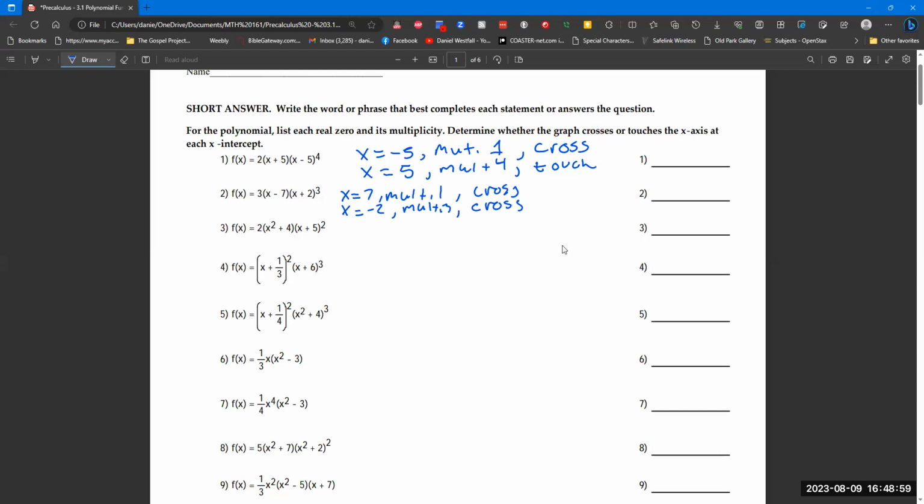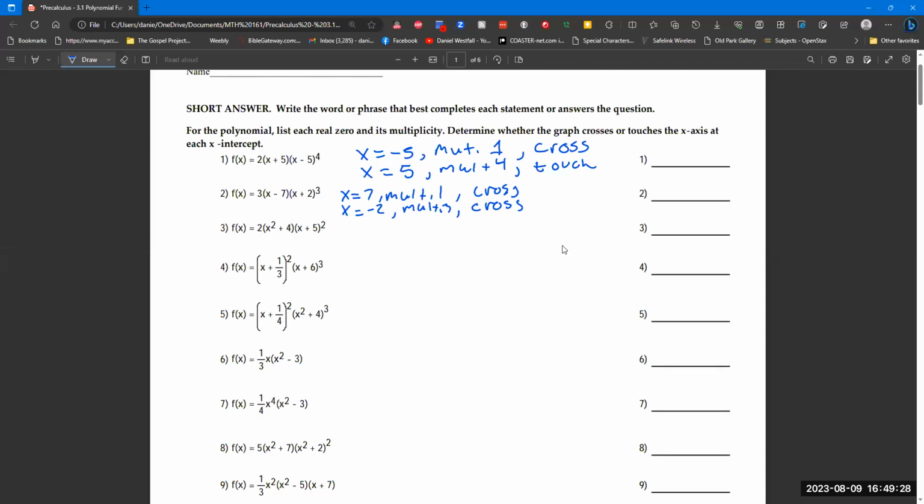X squared plus 4 is an irreducible quadratic. It has only complex roots. You may not know what a complex number is, but it's what happens when we take the square root of -1. If we tried to set that equal to 0 and solve it, we would get x squared equals -4, and you can't find any number that you square and get a negative number. That's why that one's not factored down anymore. So it's not going to give us any x-intercepts.